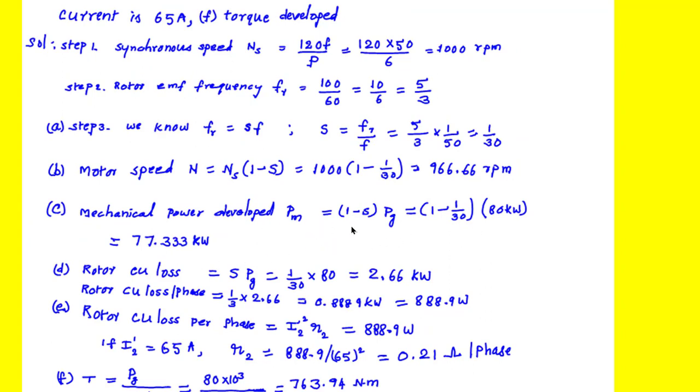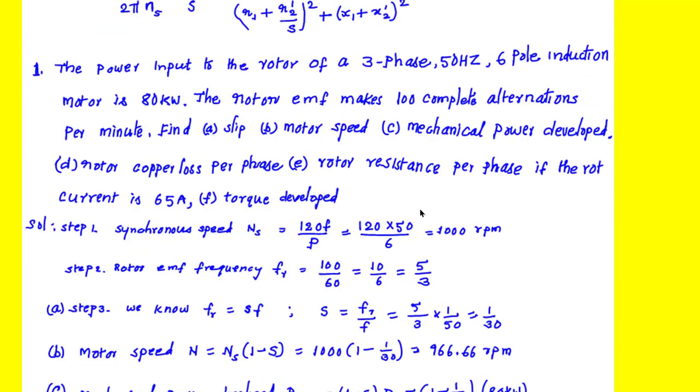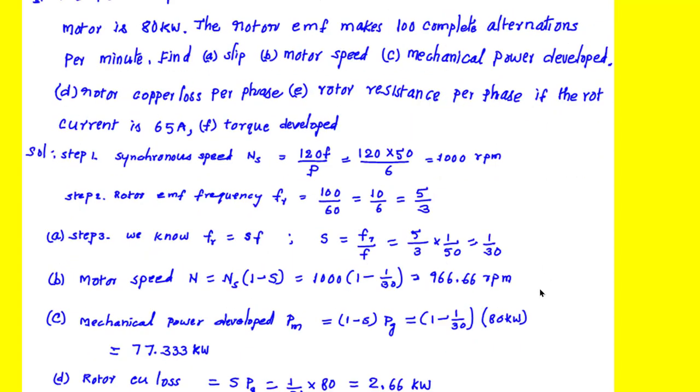So next, what is the mechanical power developed? Mechanical power developed we can write as 1 minus s into Pg. The s value we already calculated as 1 by 30, and the air gap power is also known, that is 80 kilowatts. So we can substitute that here. 1 minus 1 by 30 into 80 kilowatts will give us mechanical power developed, 77.33 kilowatts.